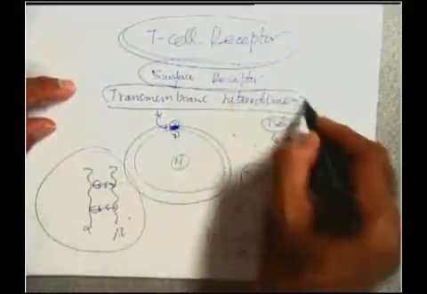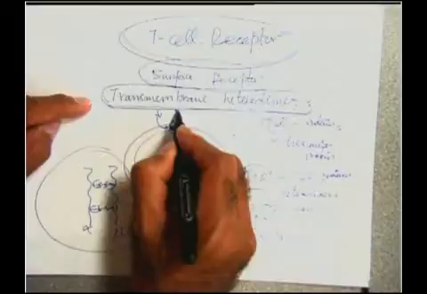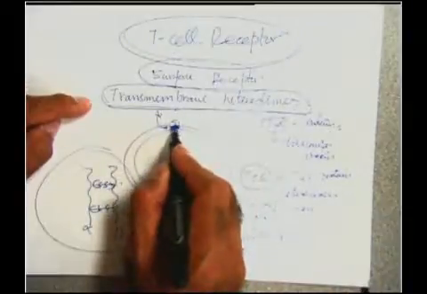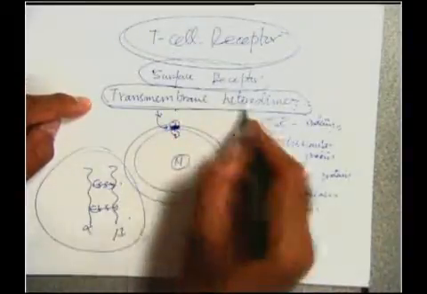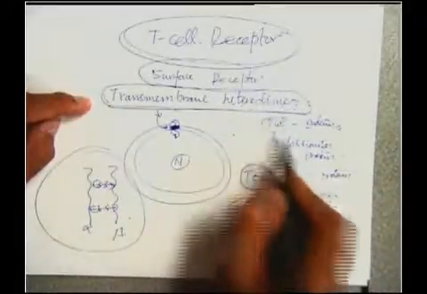And the transmembrane heterodimer is the name or the quality of this protein. Transmembrane is the membrane, transmembrane here. And heterodimer means, dimer means two proteins, and the two are dissimilar proteins.